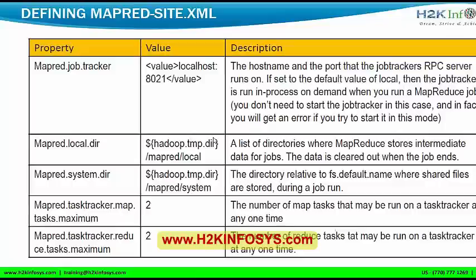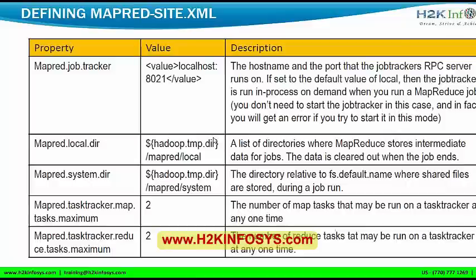And the next one is mapred.system.dir, the directory related to fs.default.name where shared files are stored during a job run. Generally many shared files will be used by different data nodes, right? Those types of shared files will be declared in this particular property.